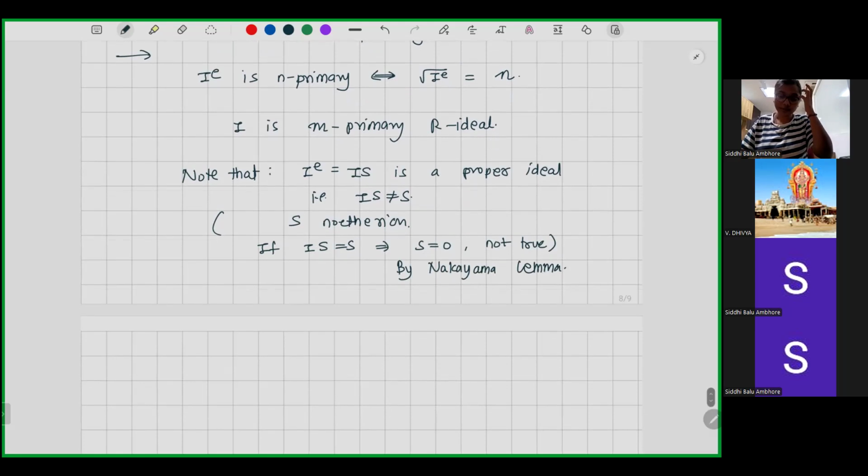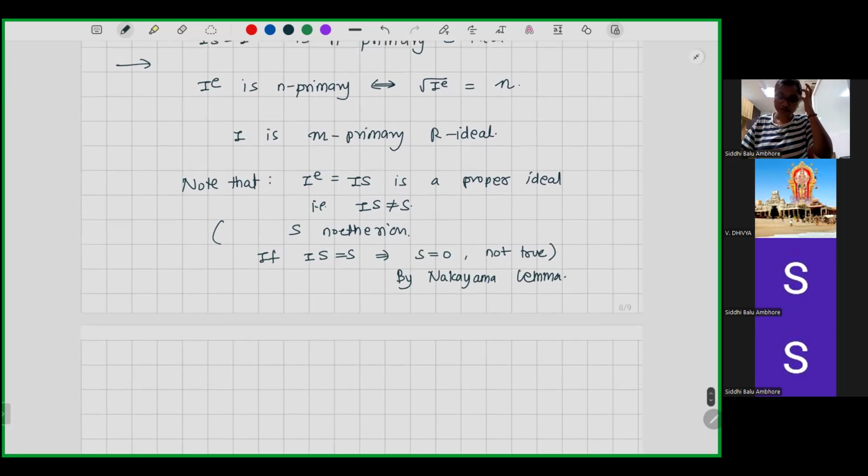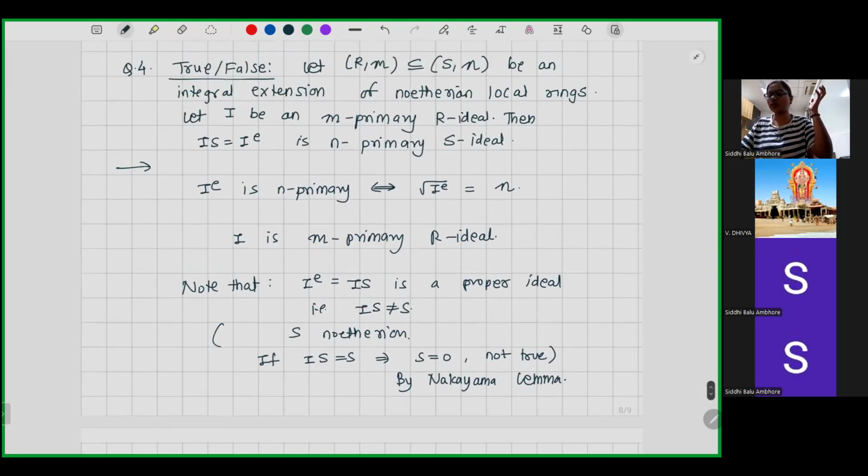To have the Nakayama lemma, we actually need I to be contained in the Jacobson radical. Here S is a local ring, so the only maximal ideal is N, and any proper ideal in S will be contained in that maximal ideal N. So IS is not equal to S. I mean, this is the Jacobson radical condition which we need in order to apply the Nakayama lemma.